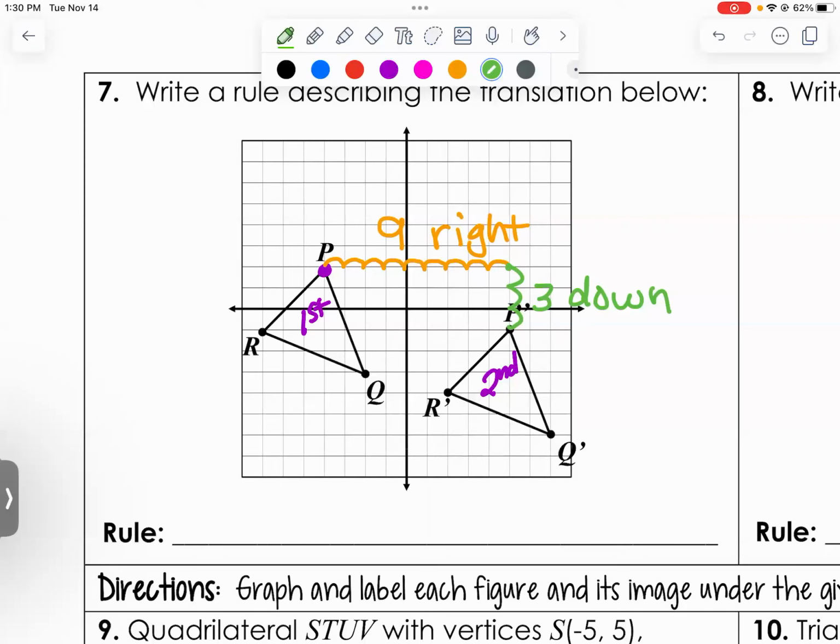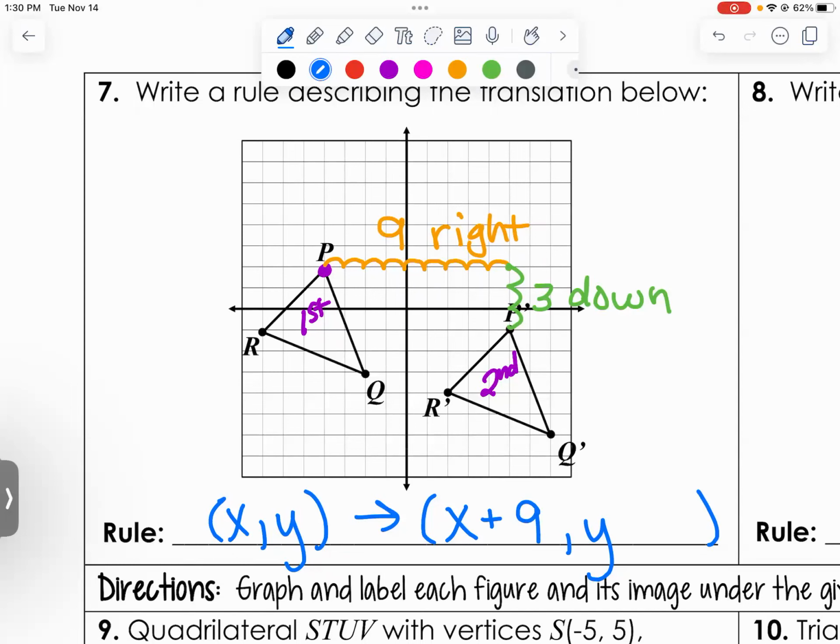Okay, so now let's talk about how we're gonna write that. X comma Y is gonna get mapped to X plus or minus a number and Y plus or minus a number. So first of all, since we're going to the right, are we gonna add or subtract right here with X? It's gonna be a plus since we're going to the right. And what number are we going to the right? 9. So this is gonna be X plus 9.